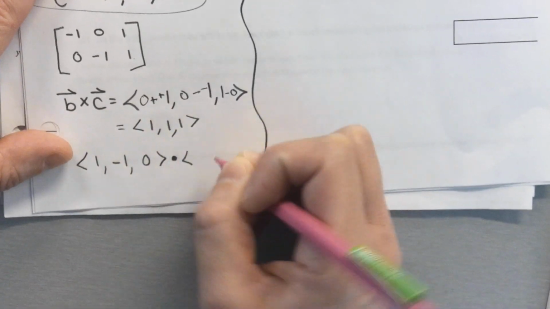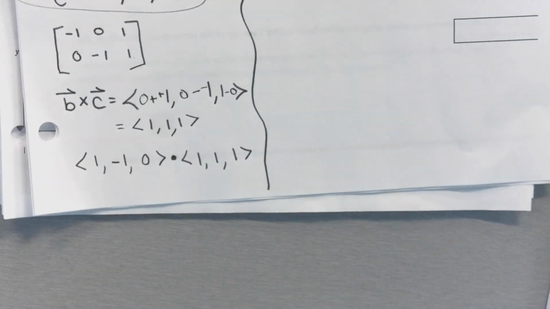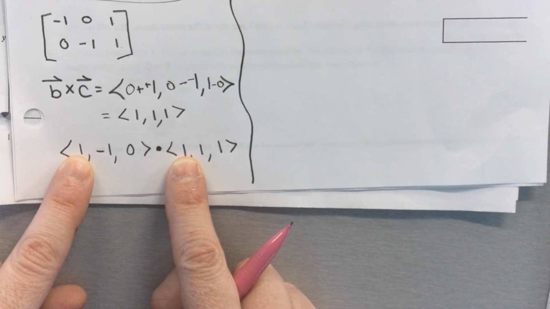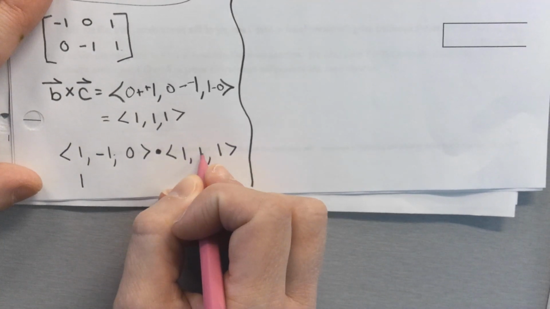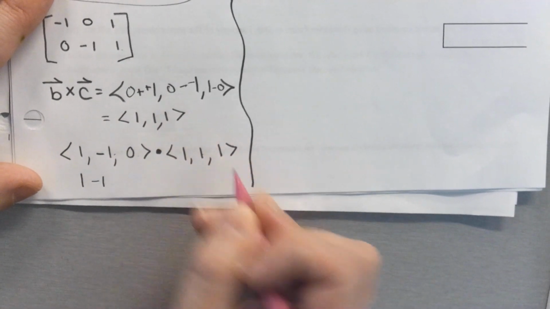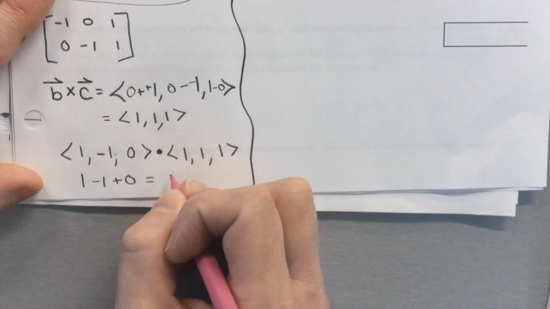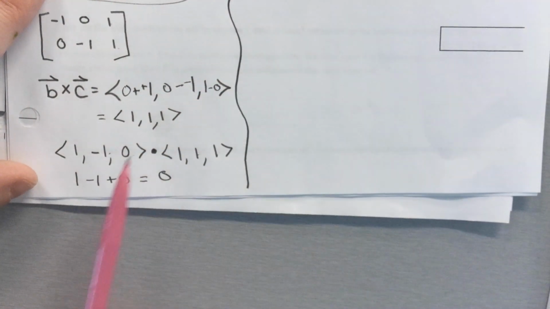So I need to take these two, and then I need to find the dot product of the two of them. So take your components and multiply them. 1 times 1 is 1, -1 times 1 is -1, 0 times 1 is 0. What do I get when I add that up? 0.